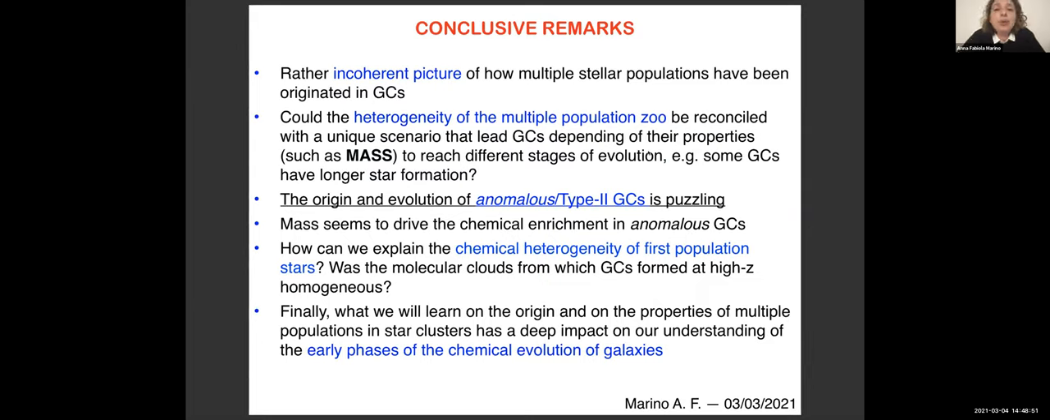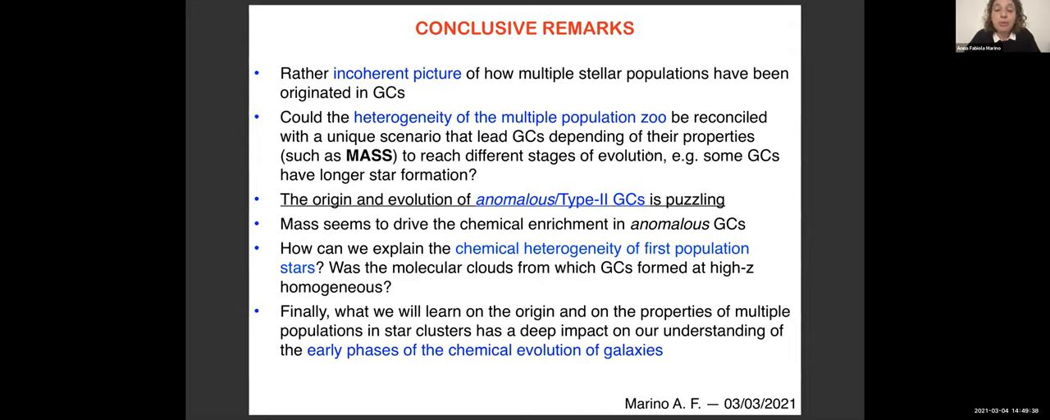I would like to leave you with my conclusions. As Nate said, we have today a rather incoherent picture of how multiple populations formed. It is a very heterogeneous world, and the mass of the cluster, I believe, has an important role, in particular for the anomalous type 2 globular clusters that I have discussed, because these clusters are the most massive in our galaxy. And also within the type 2 globular clusters, we have some differences depending on the mass of the object, because the less massive objects do not show evidence of S-process enrichment, for example.